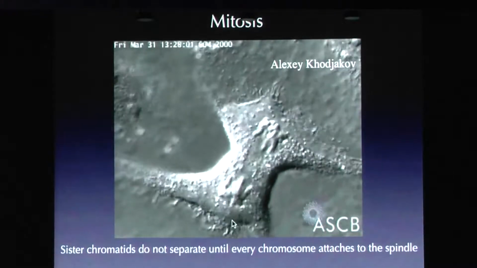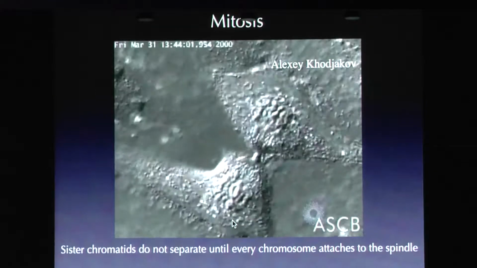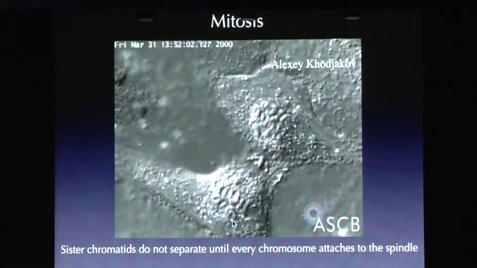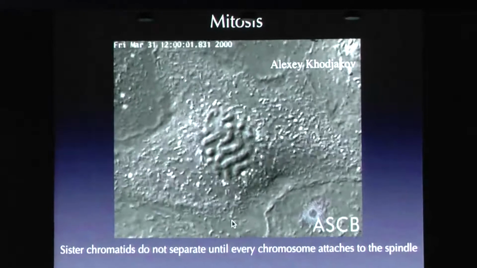So this is key to genomic stability, because if cells divide too early, before all the chromosomes are attached, then you'll get chromosome loss and chromosome gain, and that leads, of course, to aneuploidy. So how does the cell solve this problem?